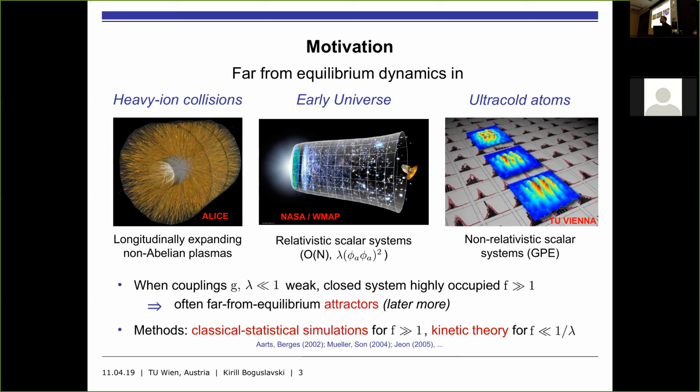When you say highly occupied, do you mean that there are many particles in the phase space, in units of h bar? Yeah, exactly. So basically f gives you the occupation number, which is understood as dN over the phase space, d^3x d^3p. And if this is of order 1 over the coupling, or at least much larger than 1, then you can apply those techniques, and this is what I understand as weak coupling far from equilibrium.